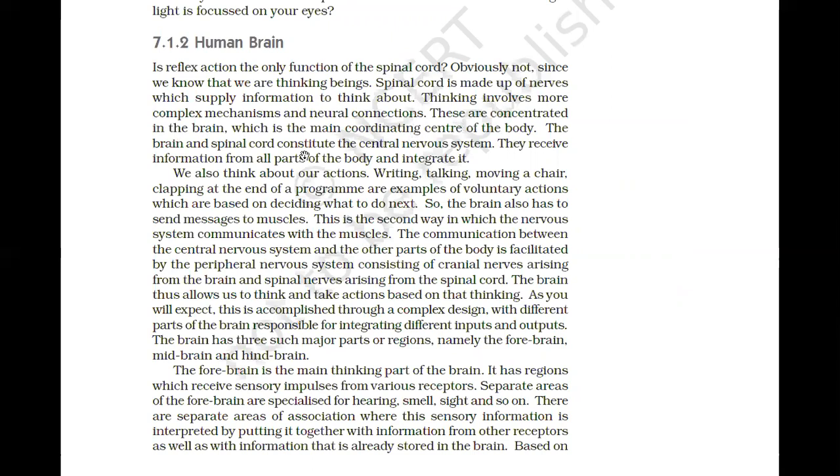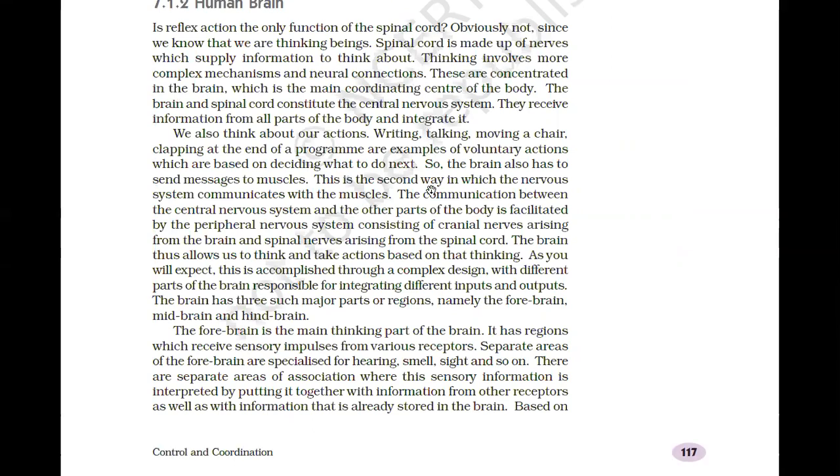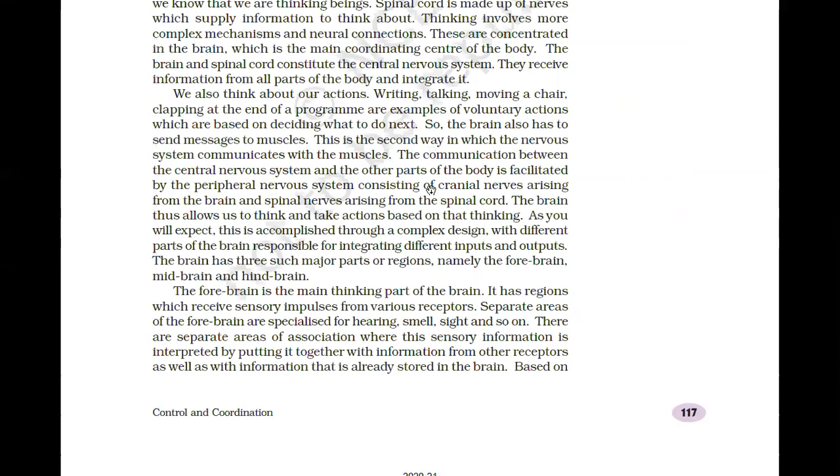The brain and spinal cord constitute the central nervous system. They receive information from all parts of the body and integrate it. We also think about our actions. Writing, talking, moving a chair, clapping at the end of a program are examples of voluntary actions which are based on deciding what to do next. So, the brain also has to send messages to muscles.